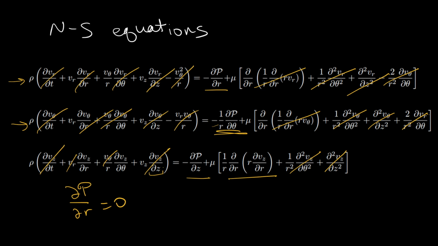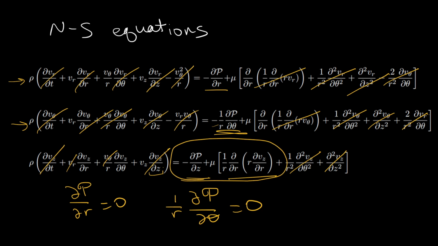Over here from this theta equation, we can also get 1 over r, again d dynamic pressure, d theta is equal to 0. And so basically this tells us that our pressure is not going to be changing in either the r direction or the theta direction. So we're only going to have pressure impact in the z direction. So now in the next slide, I'm going to take this term right here, the last surviving equation, and try to start solving this problem.